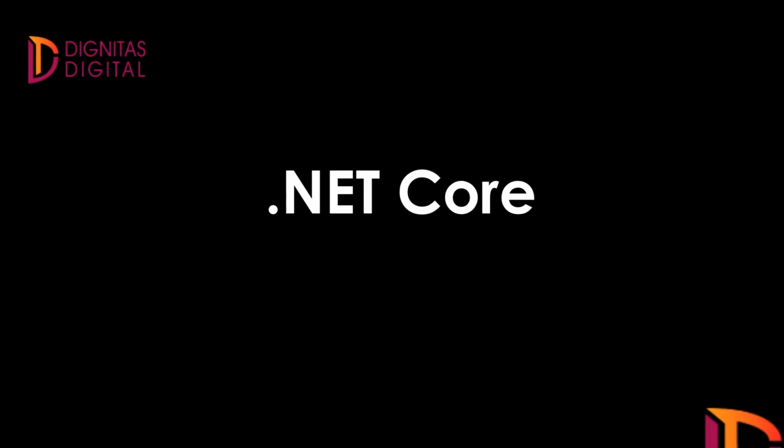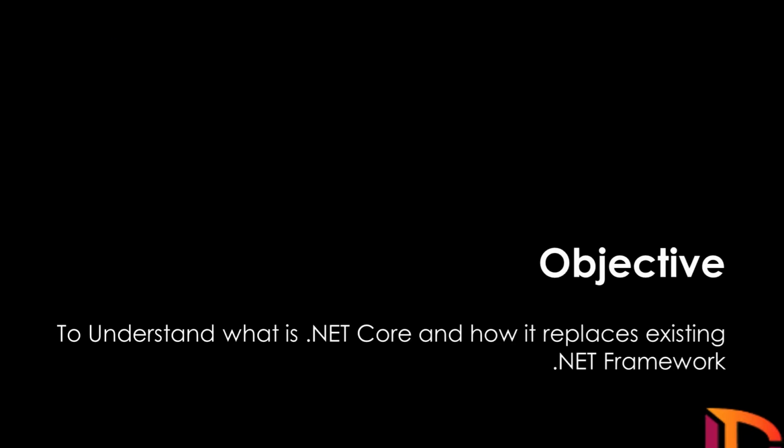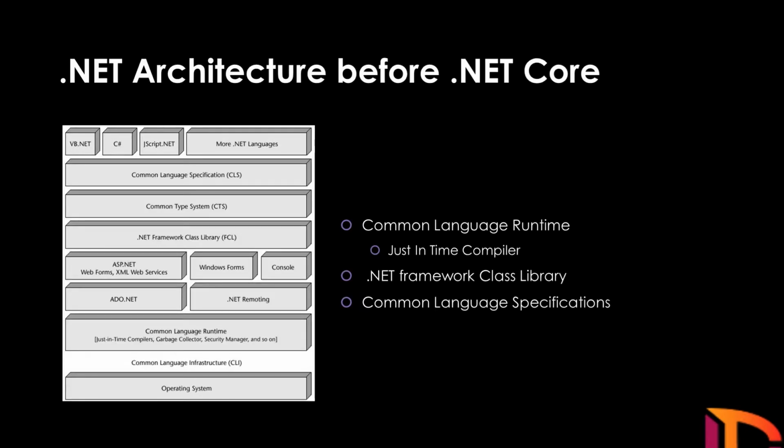First things first, we need to understand what .NET Core is and how it improves upon the existing framework. The existing framework has been more or less the same across a decade. The basic structure has three things: the common language runtime, the class library, and the common language specification.